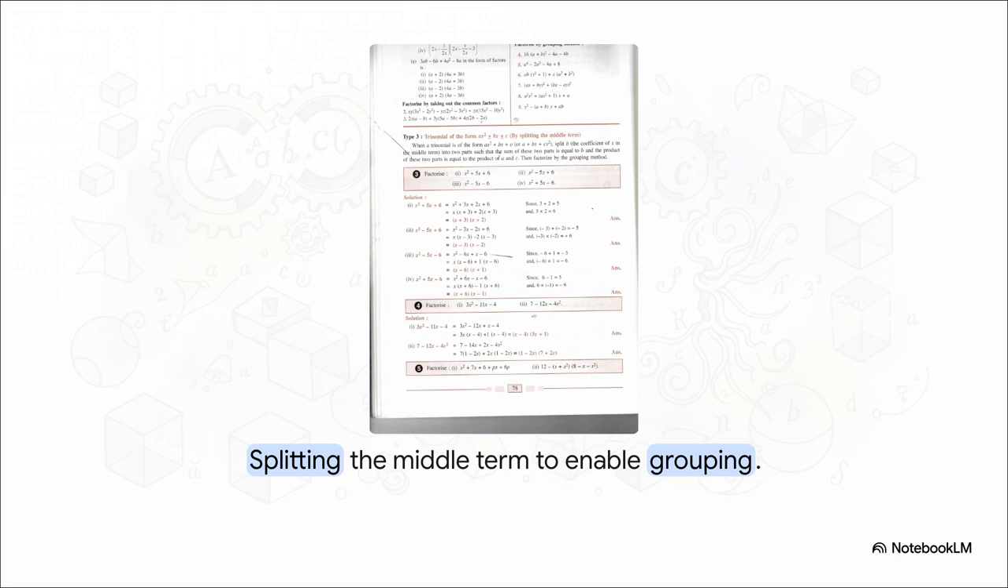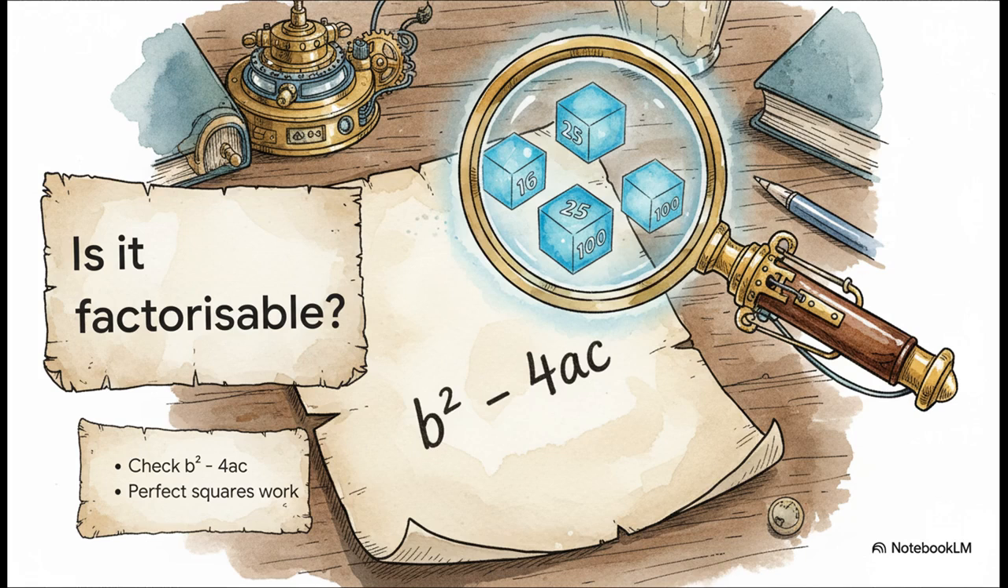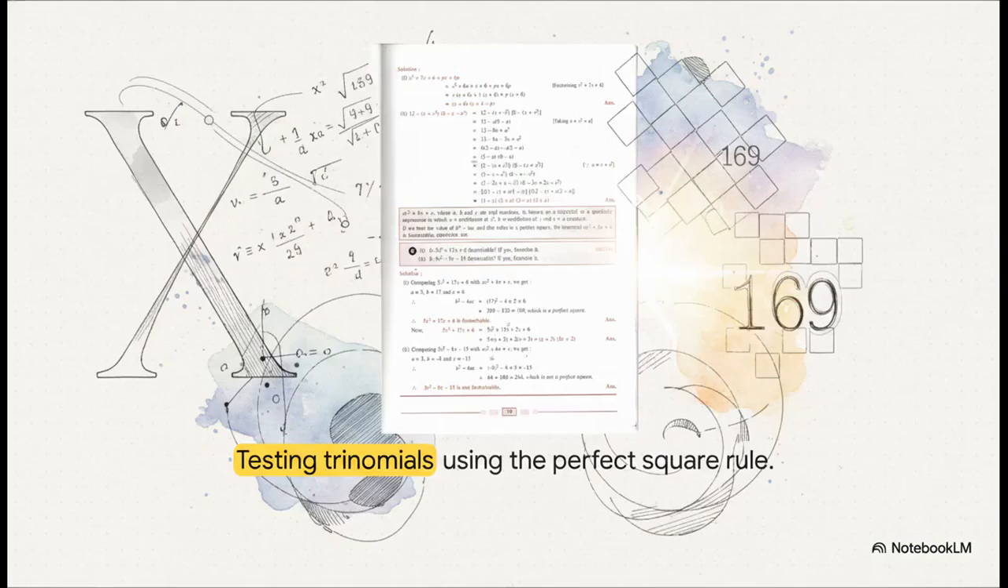times x plus 2. But before you waste 10 minutes trying to crack what might be an impossible code, there's a quick cheat code to test if a trinomial is solvable in the first place. Check the coefficients using the formula b squared minus 4ac. If your result is a perfect square, like 16, 25, or 100, you know for an absolute fact it can be factorized.